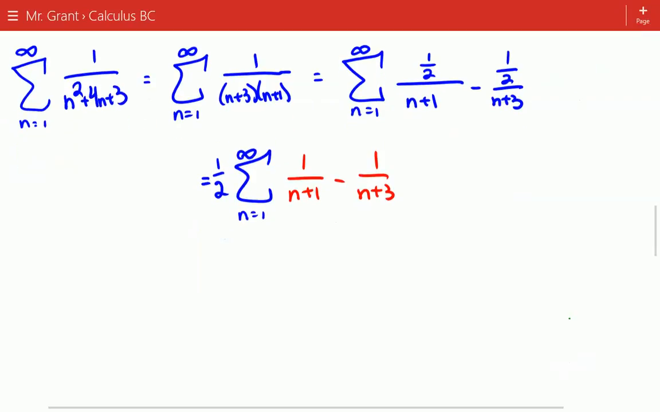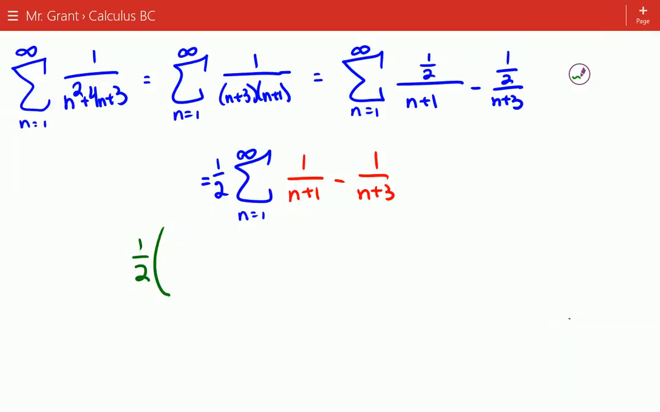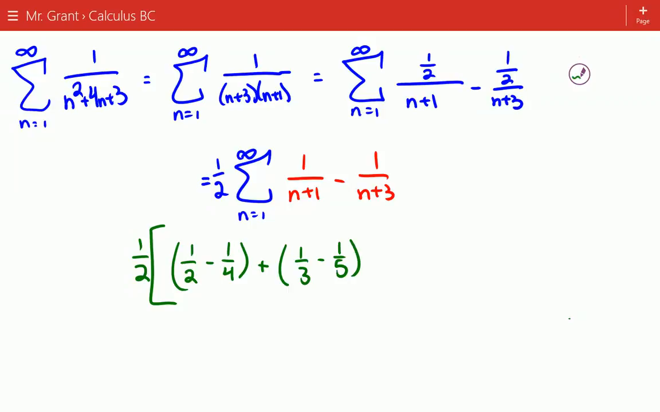So let's see what happens if we write out the first few terms. We'll switch colors here. We would get that 1/2 that's out in front times, we plug in 1, that would give us 1/2 minus 1/4. We'll use smaller parentheses, maybe we'll change this to brackets for clarity's sake. Plus n equals 2 now. That becomes 1/3 minus 1/5. Has anything canceled out yet? I don't think so. So let's try another. Plus, now we plug in 3 and we get 1/4 minus 1/6.